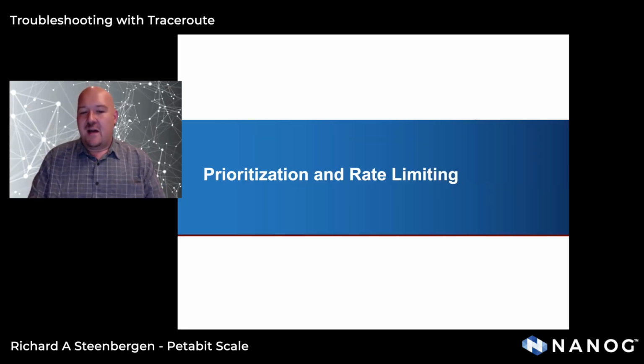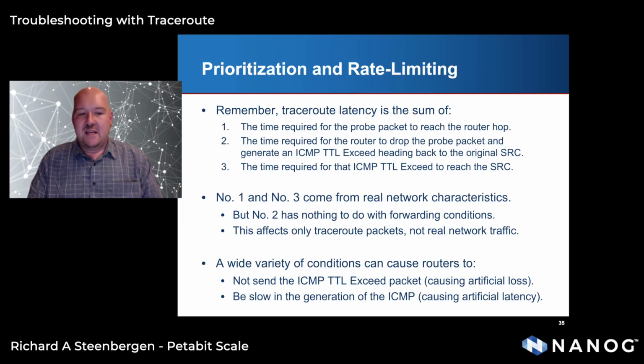Now we're going to talk about prioritization and rate limiting. Remember when I said at the beginning, traceroute latency is the sum of the time required to get the packet to the hop you're looking at, the time required for that router to drop the packet and to generate an ICMP back to the source, and then the time required for that ICMP to travel all the way back to the source.